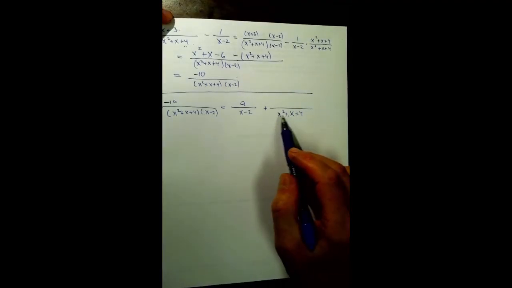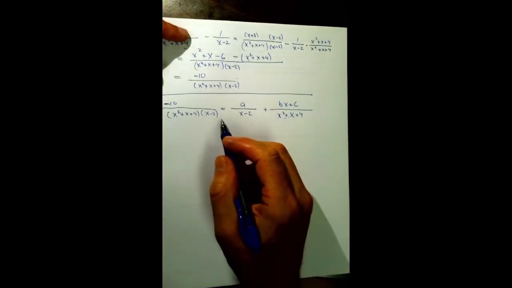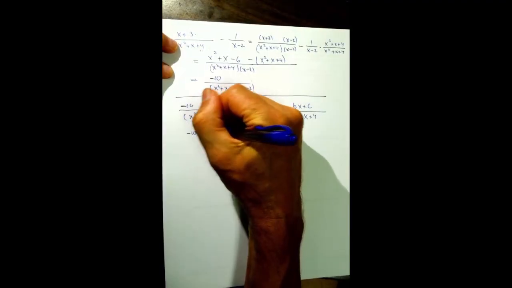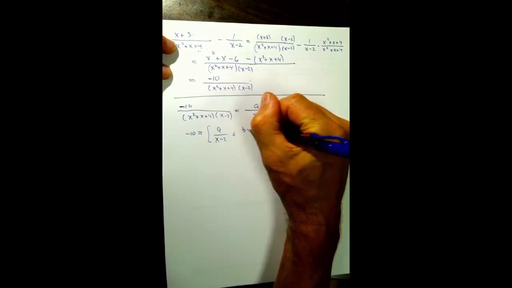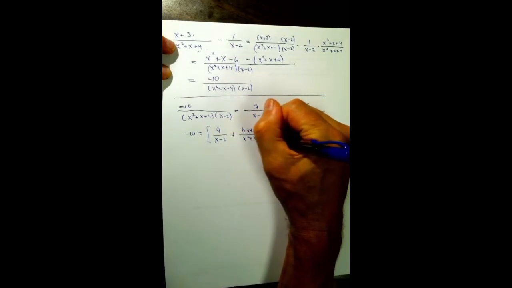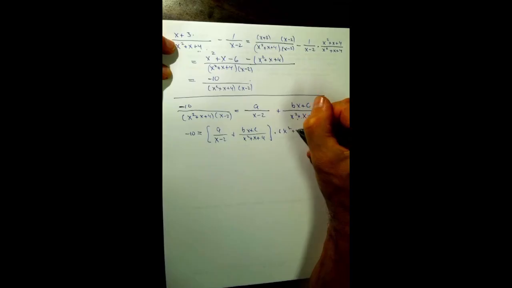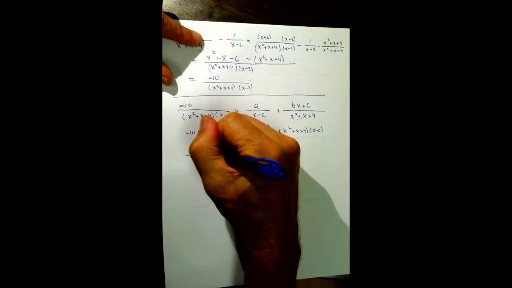Here I have a polynomial of degree 2, so I have to consider all polynomials of degree less than 2. So I'm going to have bx plus c there. Okay, fine. I'm going to just proceed exactly as I did before. I'm going to multiply both sides by the denominator. So I get minus 10. On the right, I've got my a over x minus 2 plus bx plus c over x squared plus x plus 4, times x squared plus x plus 4 times x minus 2. Leave the left-hand side alone.